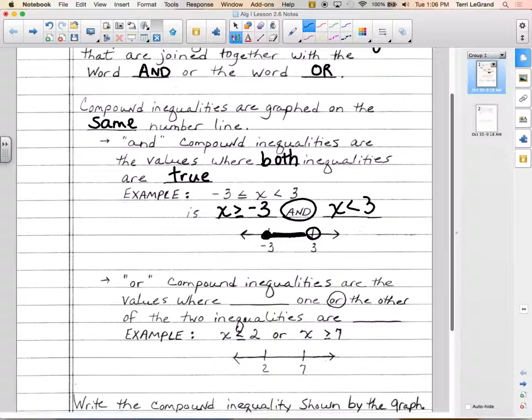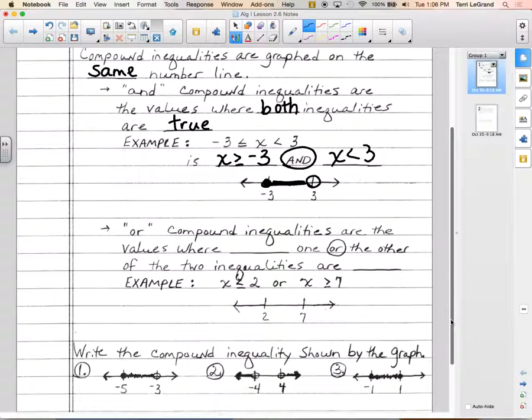Isaiah? Is it at all possible for any number to not satisfy either of them? Oh, sure. We could have a situation maybe where it wouldn't satisfy either.